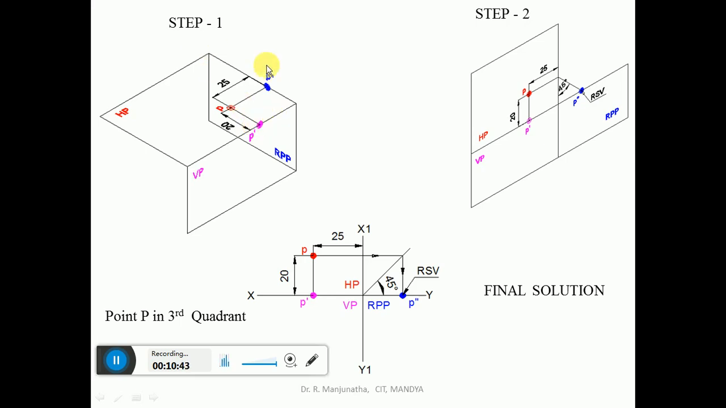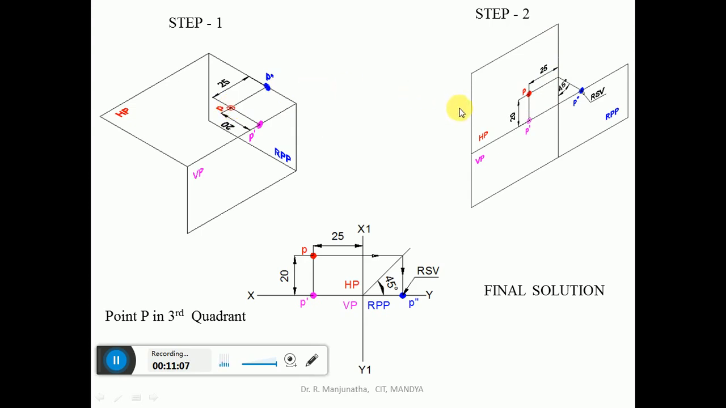So when it is rotated, its corresponding images also get rotated. So you can see here the distance with respect to the profile plane, which is 25 mm, which is behind RPP, is seen in HP as well as in VP. That is this distance. Now that is the distance from here, which is 25 mm. The distance behind VP is seen in HP.